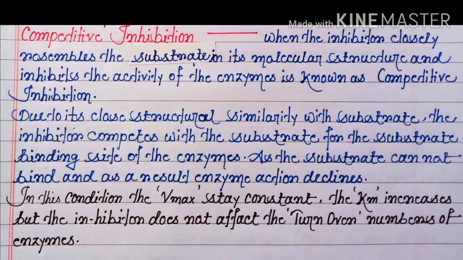In these conditions, the Vmax stays constant. The Km increases, but the inhibitor does not affect the turnover number of the enzyme.